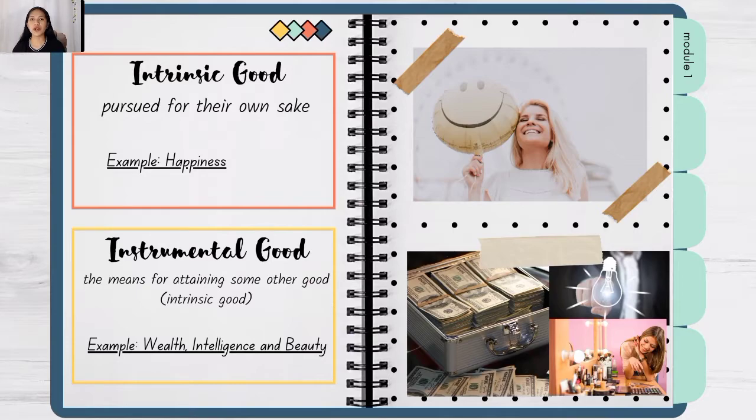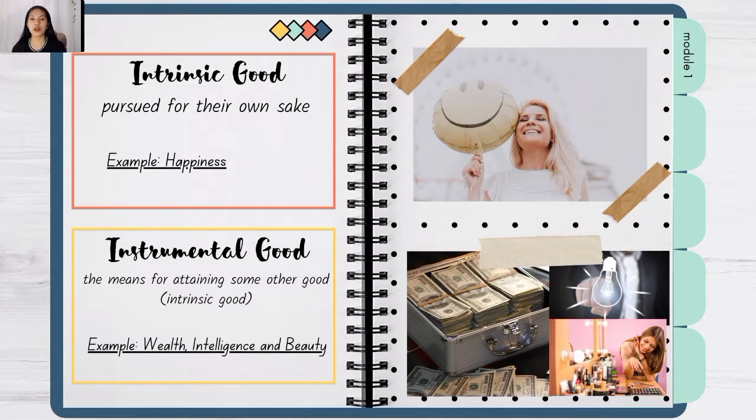So next we are going to differentiate intrinsic good and instrumental good. Intrinsic good is pursued for its own sake. Thus, they are ends in themselves and not used as means for some other ends. And Aristotle believes that happiness is the only intrinsic good, and this is the greatest good of all human life and the end of action.